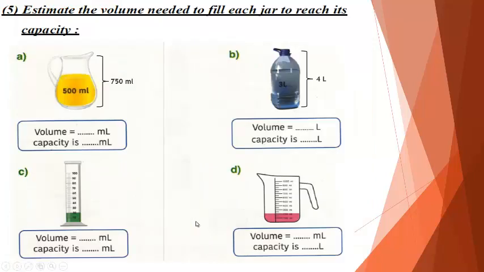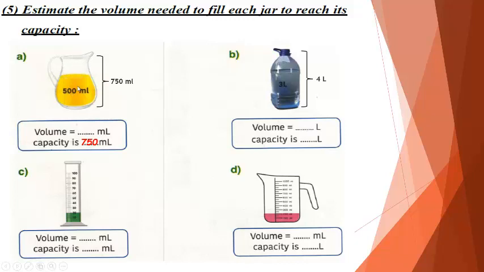The last part that we have here, we want to estimate the volume needed to fill each jar to reach its capacity. Here, the first one, the capacity of the whole jar equals 750 milliliters. And I have here 500 milliliters of juice inside it. What is the volume needed to fill this jar?